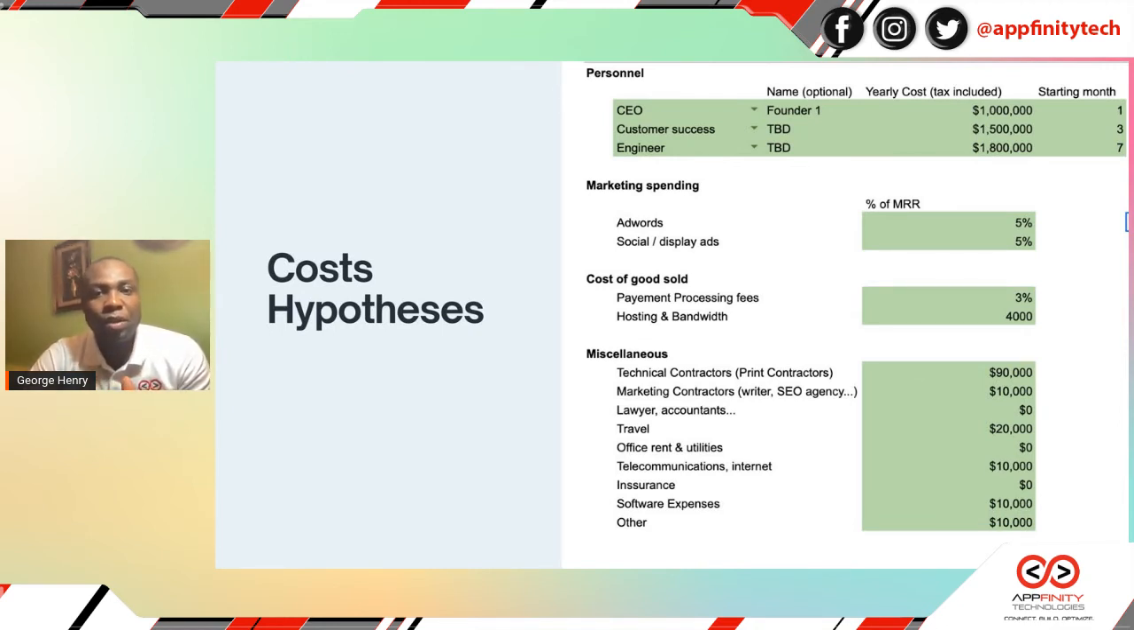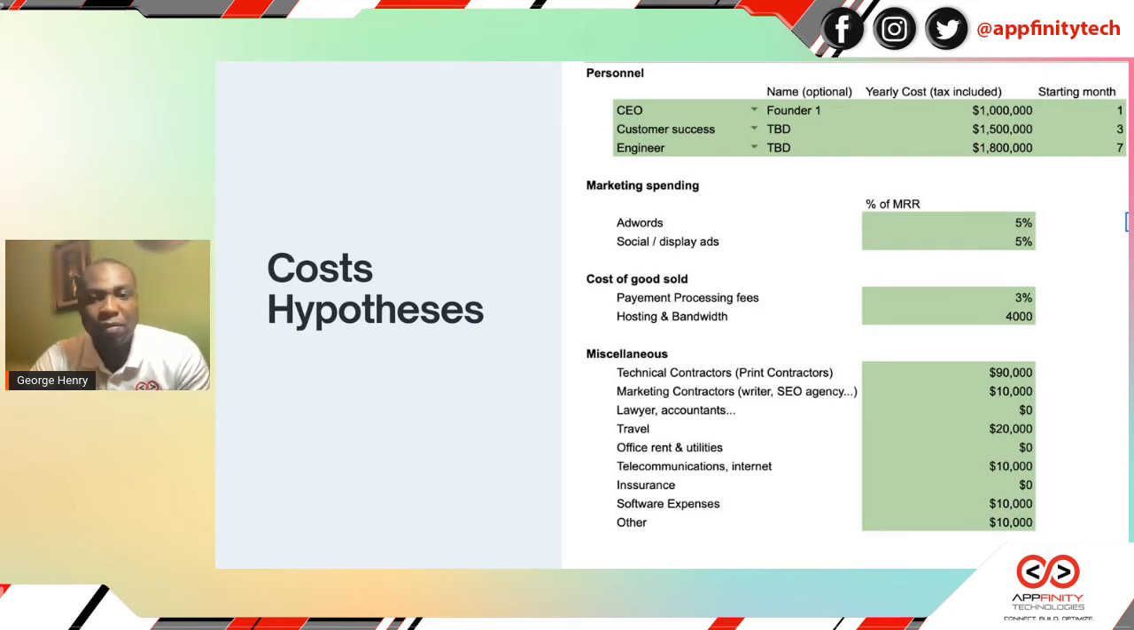We're going to be onboarding a customer success, and this customer success is going to be coming in at month 3. The next person that we're going to be adding is an engineer, and this engineer is going to be coming in at month 7. And we'll see how this actually affects the cost structure when we break it down a little further.